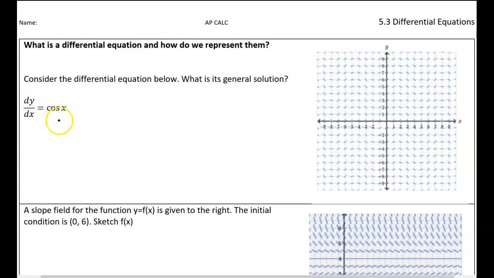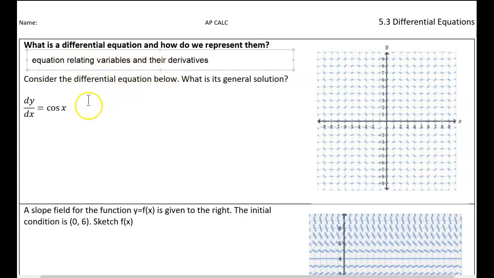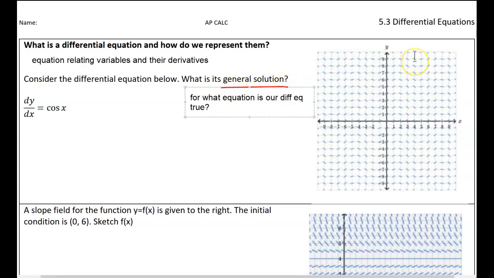So this is our very first differential equation that we're going to consider. It says dy/dx is equal to cosine of x. All it really is, is an equation relating variables and their derivatives, and this is a very simple one that we're going to consider to start. We're asked to find this equation's general solution. Another way of asking that question is, for what equations is our differential equation true? That "s" there will be important to add in.